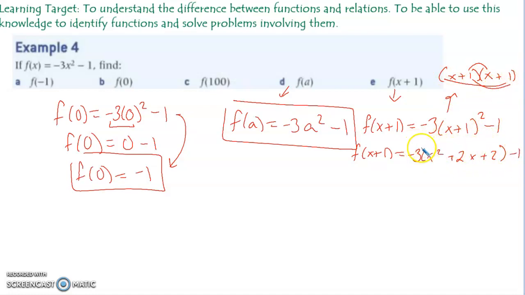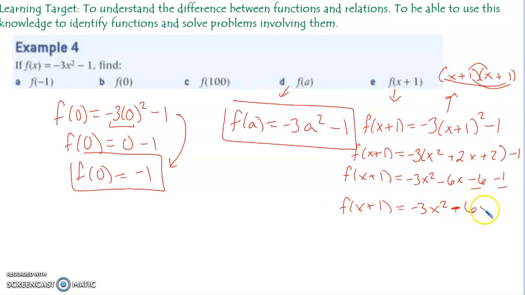Okay. Then I'm going to expand in this negative 3. And then combine like terms. Oh, that should be a minus. And there we go. We are as simplified as possible.